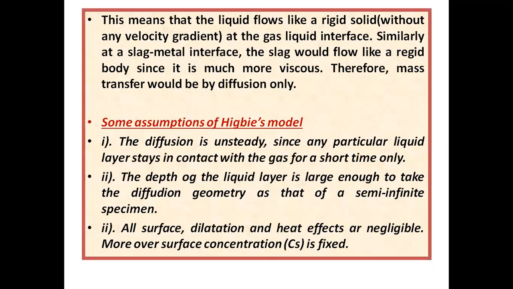At the gas-liquid interface, similarly, at the slag-metal interface, slag would flow like a rigid body since it is much more viscous. Therefore, mass transfer would be by diffusion. Now, some assumptions of the Higbie model are: diffusion is unsteady since any particular liquid layer stays in contact with the gas for a short time only. The depth of the liquid layer is large enough to take the diffusion geometry as that of a semi-infinite specimen. All surface, dilation, and heat effects are negligible. Moreover, surface concentration is fixed.